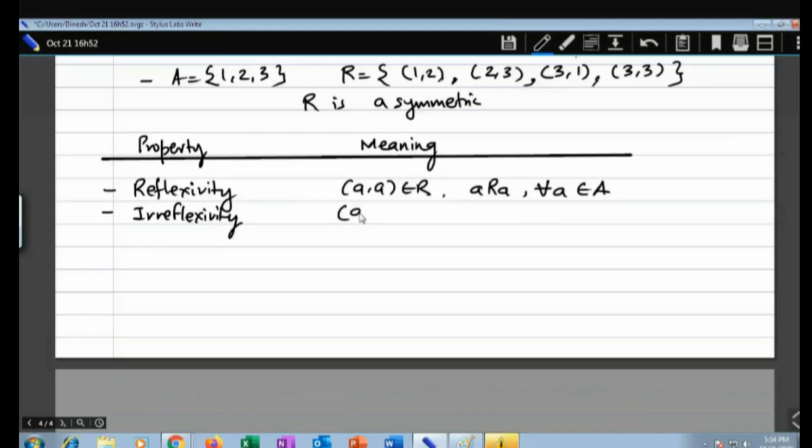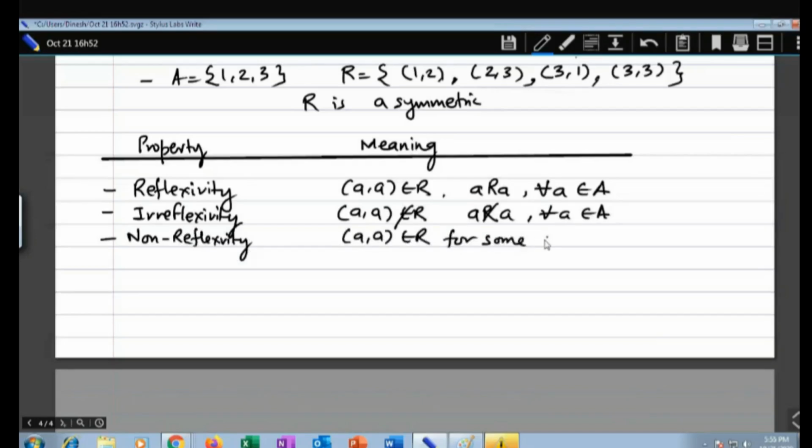Second one is irreflexivity. So there you say (a, a) is not in R for all a. And then non-reflexivity. Non-reflexivity says that (a, a) is in R for some a in A, and I can say that not for all a in A.